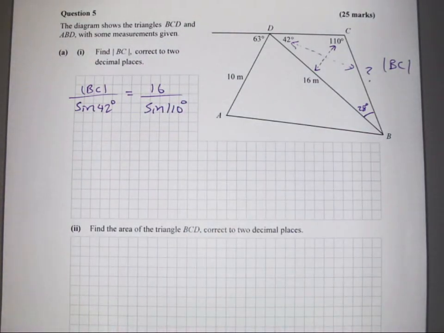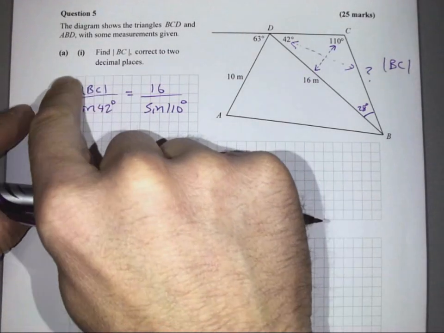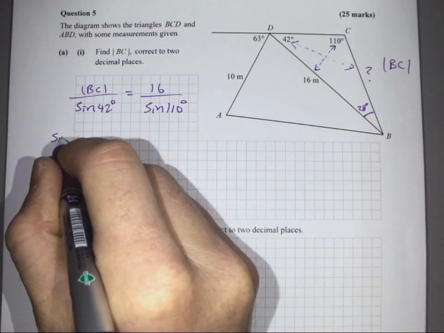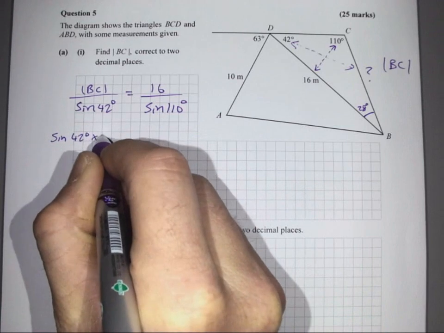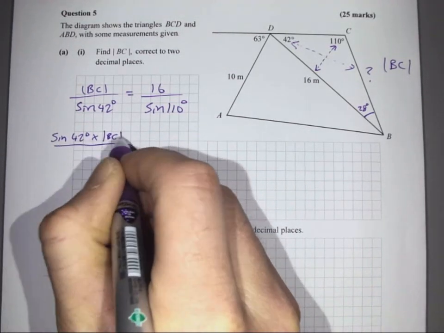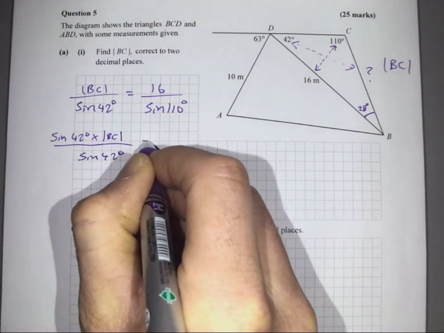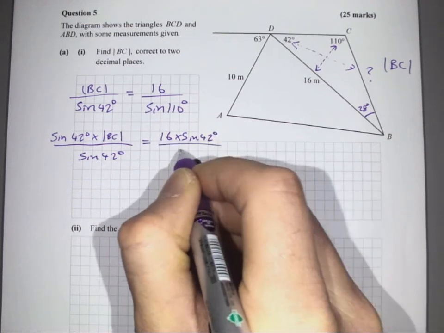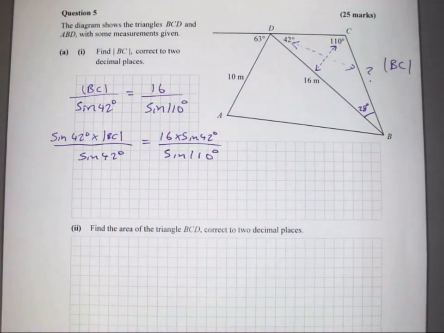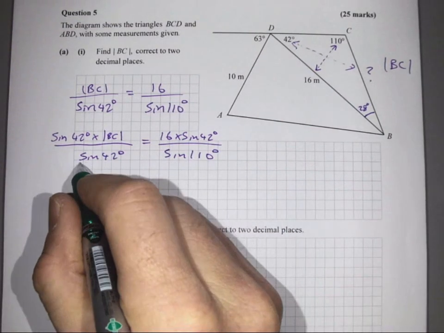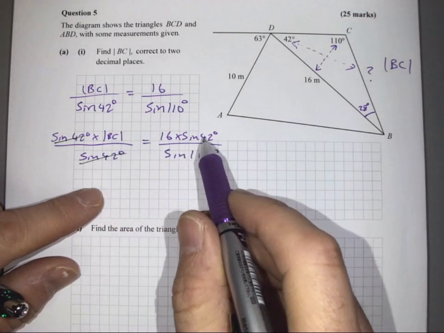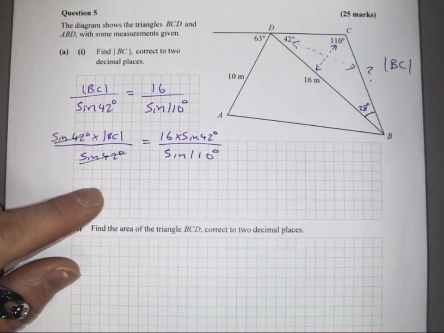So sine 42 is just a number. We can multiply this side by sine 42, and we'll get sine 42 degrees multiplied by the length BC on top, and we still have our sine 42 below, equals 16 times sine 42 on top over sine 110 degrees. I did that because I know these will cancel, and we'll be left with BC equals 16 times sine 42 over sine 110 degrees.